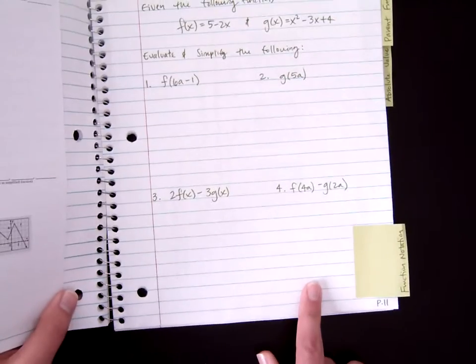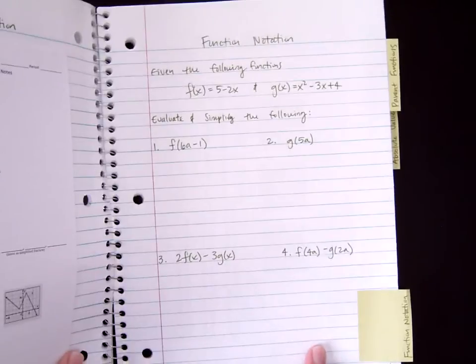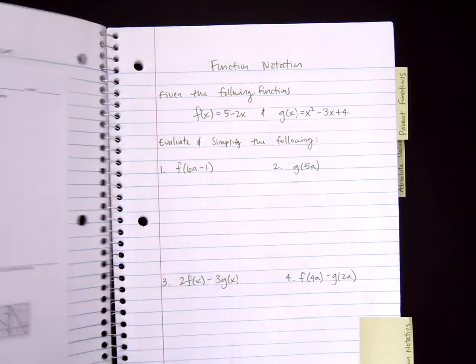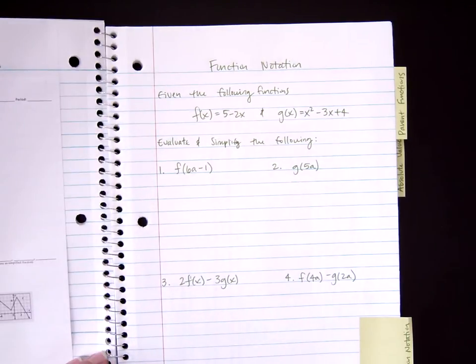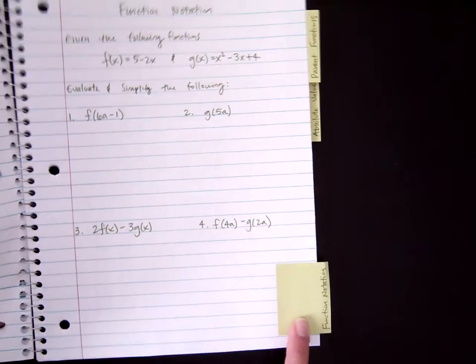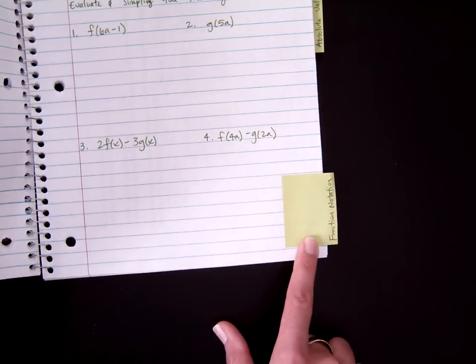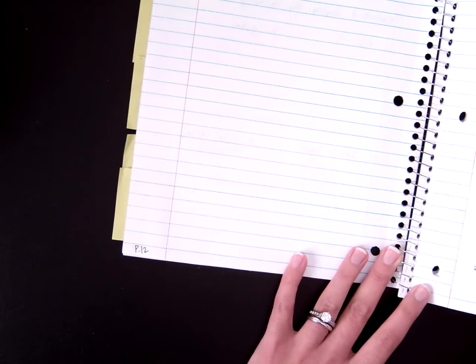Page 11 is going to be some more examples of function notation. So you can go ahead and pause, write those down. I'm going to come back and do those at the end of this video. So page 11 is just more function notation. Also on that page, I put a tab and called it function notation. Okay, page 12 is blank. Okay, nothing on page 12.